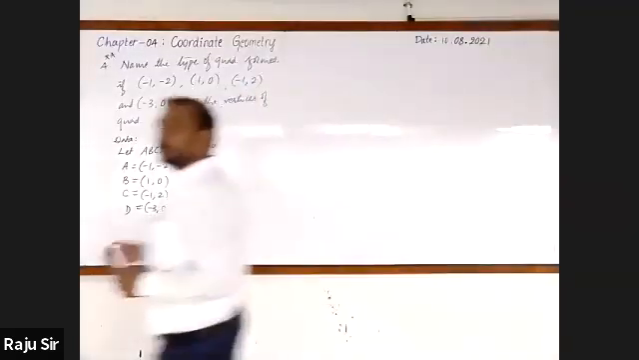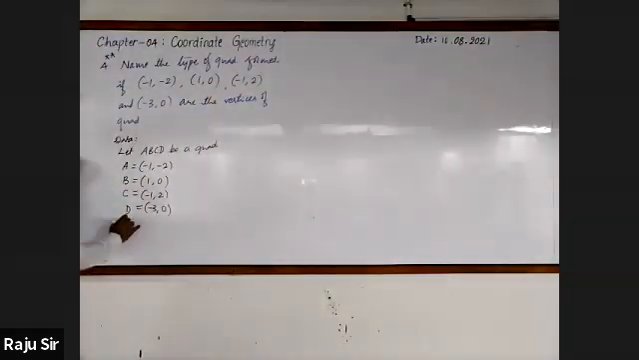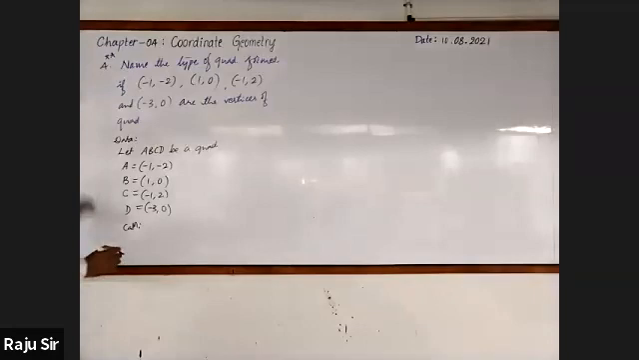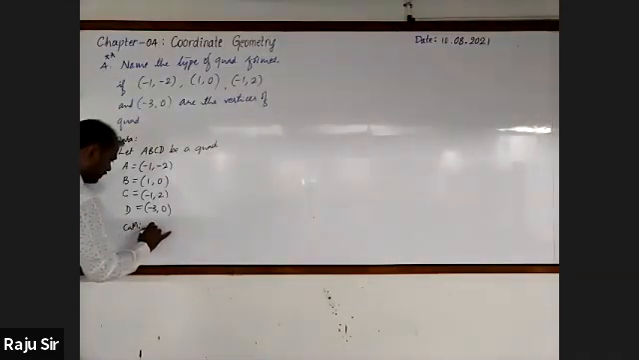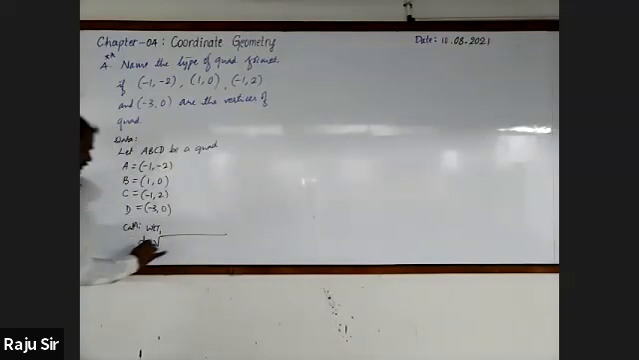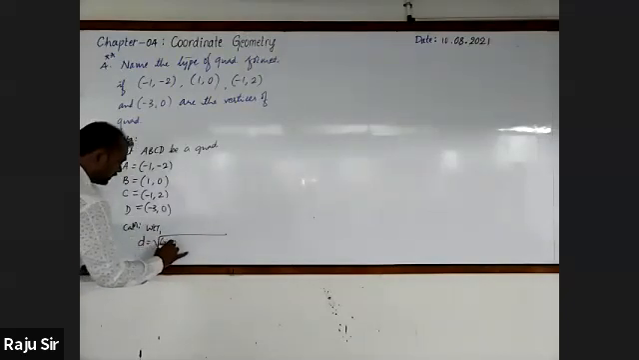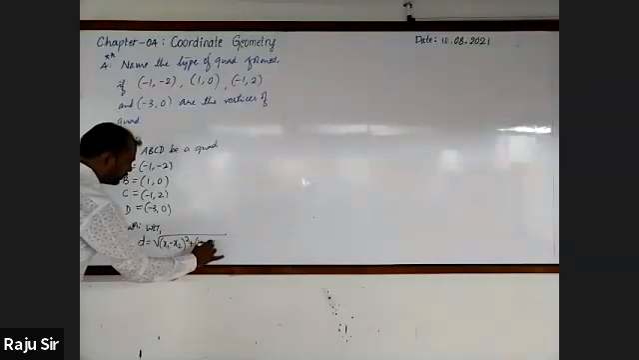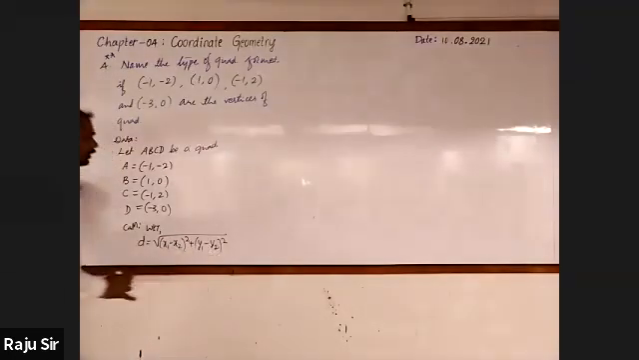Okay, now let's move on to the calculation for deciding. Which formula should be used? Distance formula. We know that the distance formula d is equal to the square root of (x1 minus x2) whole square plus (y1 minus y2) whole square.